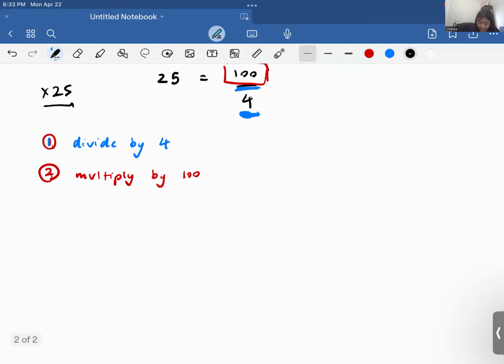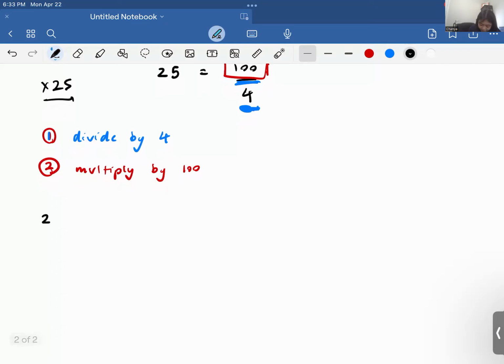Okay, so let's try some practice problems now. What is, for example, 25 times 48? Well, to do this problem, you just follow the 2 steps outlined here. First you would divide 48 by 4 and then multiply that number by 100. So what's 48 divided by 4? Well, that's just 12, right? So 48 over 4, this is step 1, equals 12.